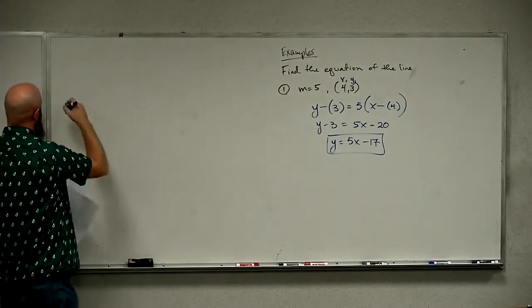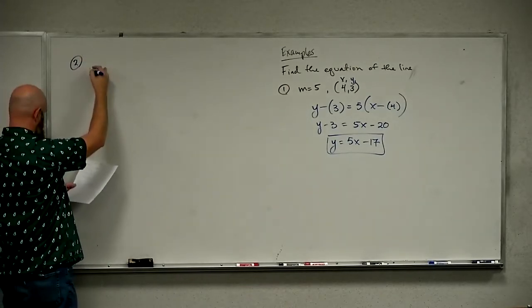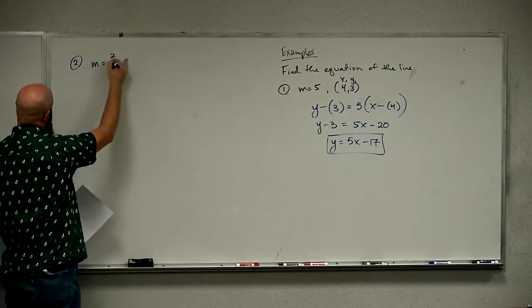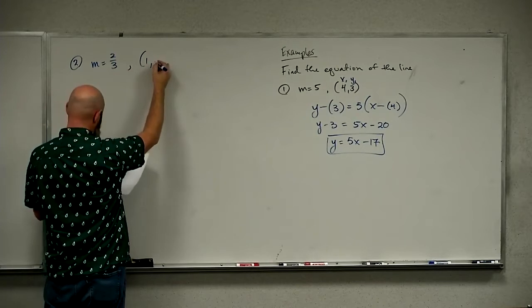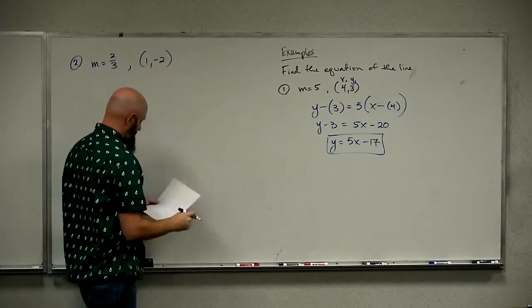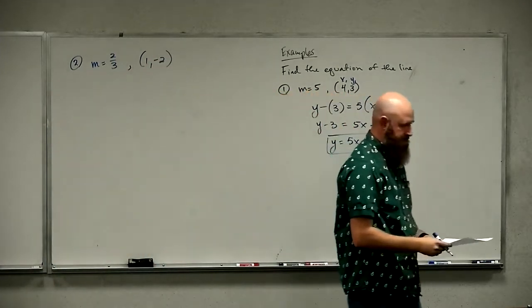All right, let's do another one using just the slope. So m is 2/3, and my point is (1, -2).